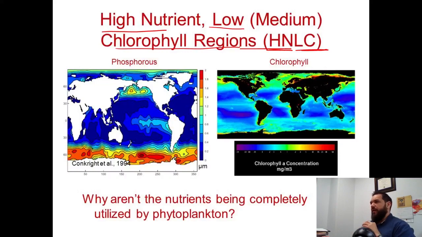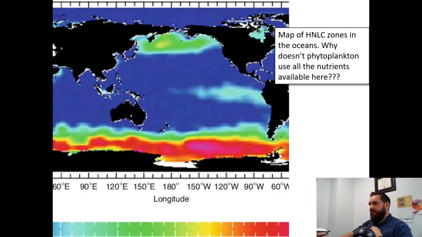So the places where we get, for example, low chlorophyll concentrations, yet we have high nutrients. So if you take a look at this, this is a map of phosphorus, things like that. This is a map of the HNLC zones in the ocean. See, why doesn't the phytoplankton use all the nutrients available here? So here, right here, we get relatively high nutrients but low phytoplankton levels.